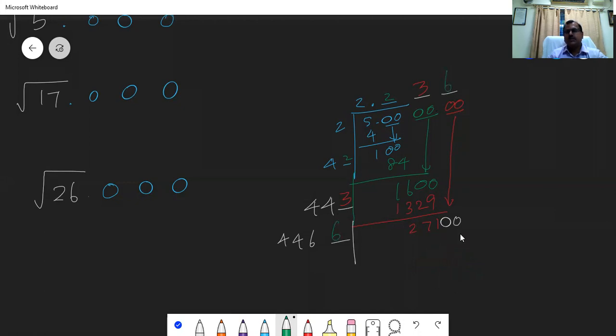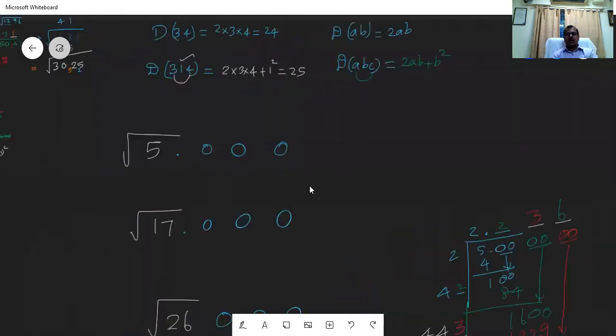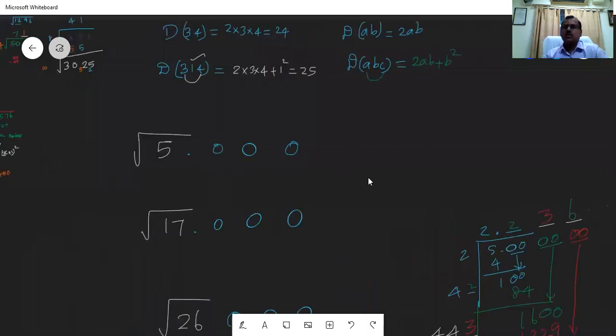6 into 6 is 36. Remaining 3. 6 6s are 36, 39. Remaining 3. And 6 4s are 24, 27. Again 24, 26. Possible. So now subtracting 7, adding 2, 3, 0, 4. Good. Now it goes on. That's why we said it is an irrational number. Root 5 is irrational. Why irrational, sir? We can't predict the next digit. Non-terminating, non-recurring decimal. So we can't find it.